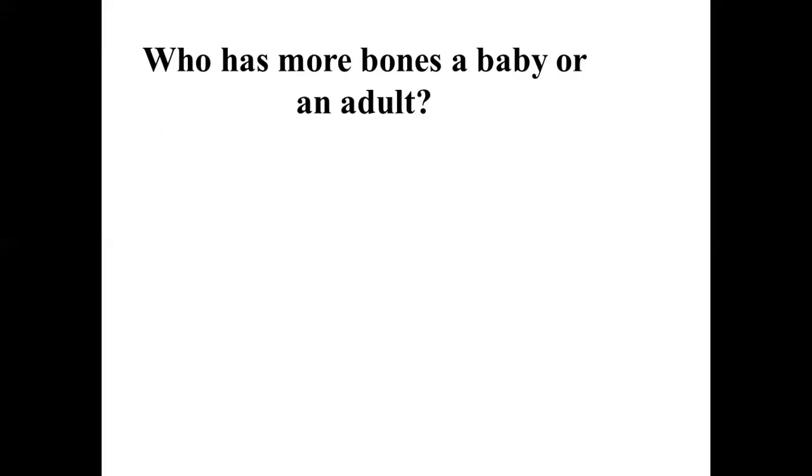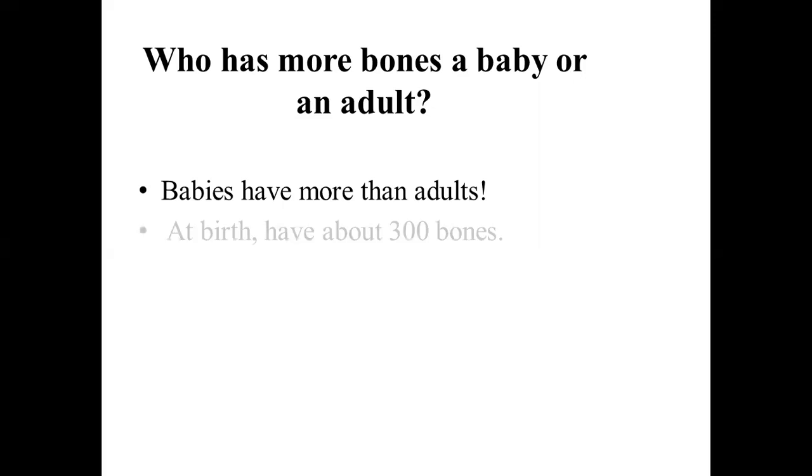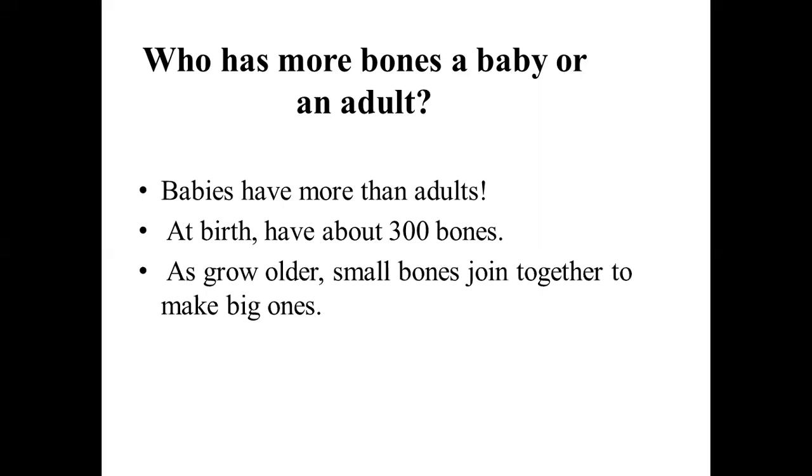Who has more bones, a baby or an adult? Babies have more bones than adults. At birth, babies have about 300 bones. As they grow older, small bones join together to make big bones. Adults end up with only about 206 bones.